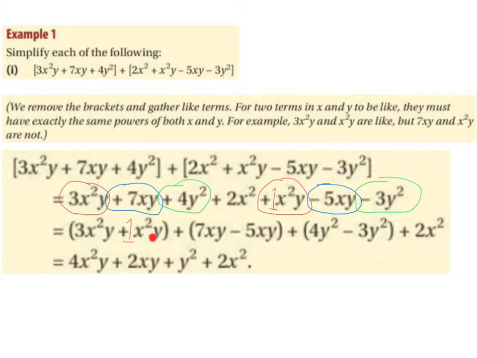So then 3x squared y plus 1x squared y gives me 4x squared y, because 3 plus 1 is 4, and the x squared y stays the exact same. The powers do not change when I'm adding or subtracting terms. Then 7xy minus 5xy gives me 2xy. 7 take away 5 is 2, and the xy stays the same. And then 4y squared minus 3y squared leaves me with 1y squared, which I can just call y squared. And then I just bring down the 2x squared. I had nothing to group that with.